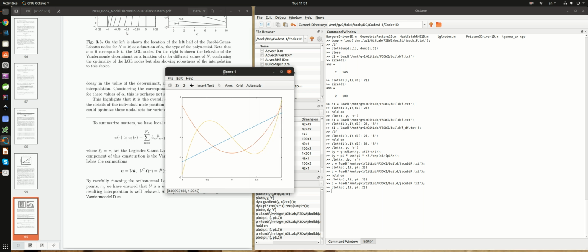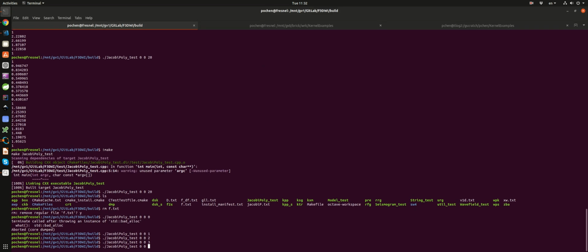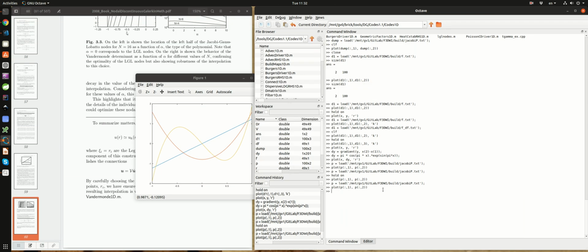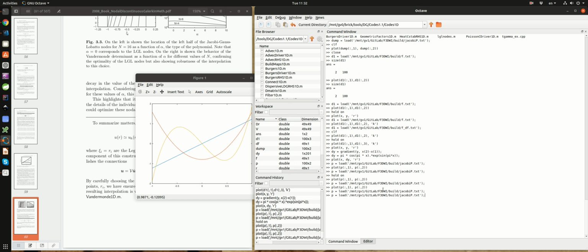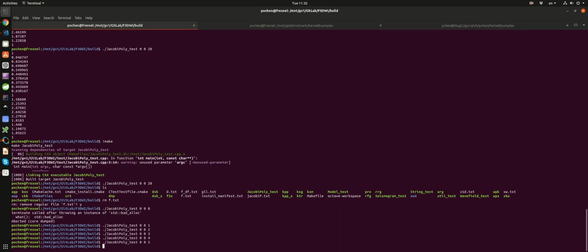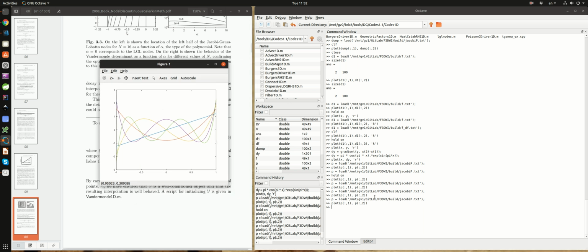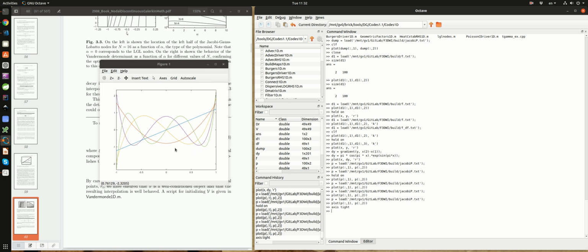there's sort of more complexity to it, right? And then fourth order, and then fifth order. So that's the shape of the different orders of Lagrange polynomials from -1 to 1, right?